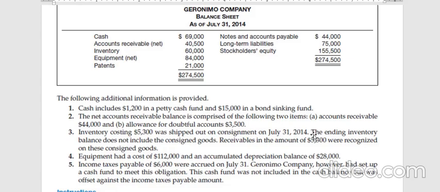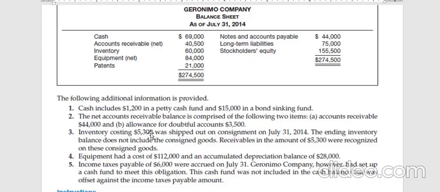Now it says that the ending inventory balance does not include the consigned goods. What is my ending balance? Inventory $60,000. It claims that inside this $60,000, this $5,300 amount is not present, which is wrong, which is against the statement a minute before. I just said that when I send the inventory to a consignee, it does not mean I will reduce the inventory balance. It's just that I will shift that inventory value to a consignee account only for record purpose, just to track how much inventory is sent to which consignee agent actually. So this is wrong.